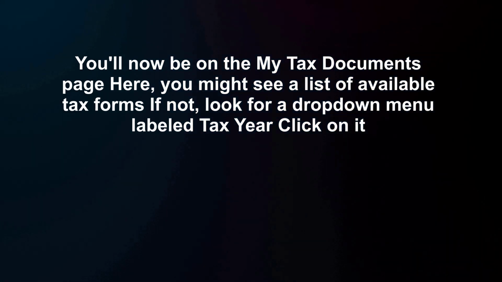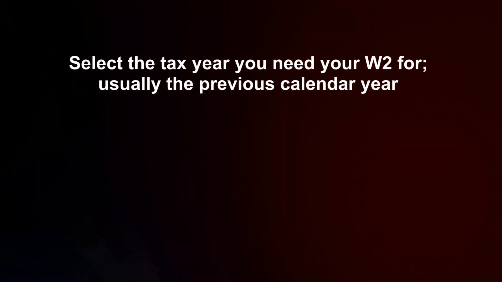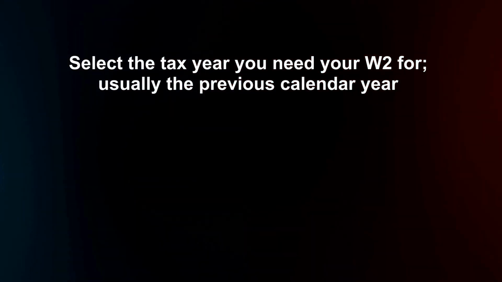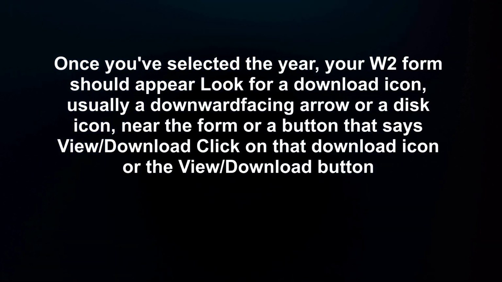If not, look for a drop-down menu labeled Tax Year. Click on it. Select the tax year you need your W-2 for, usually the previous calendar year. Once you've selected the year, your W-2 form should appear.